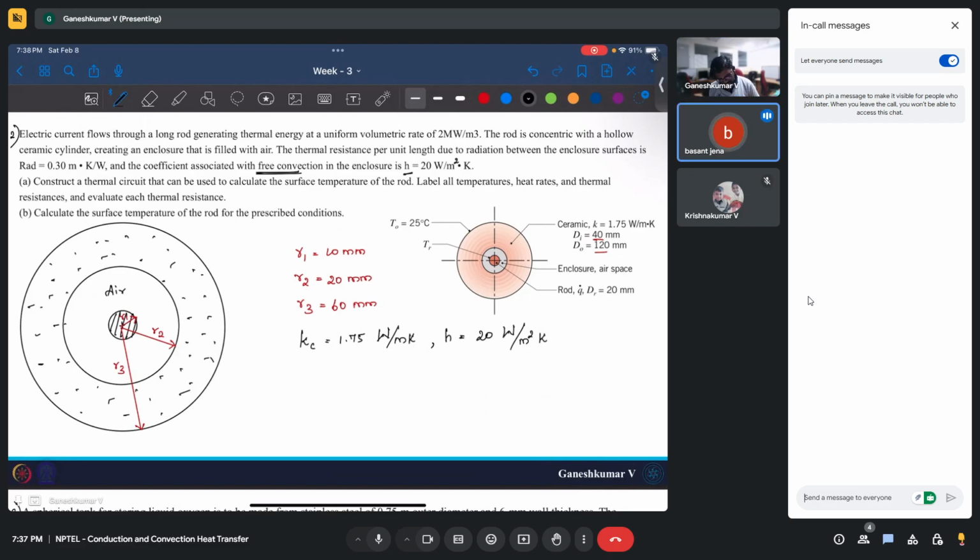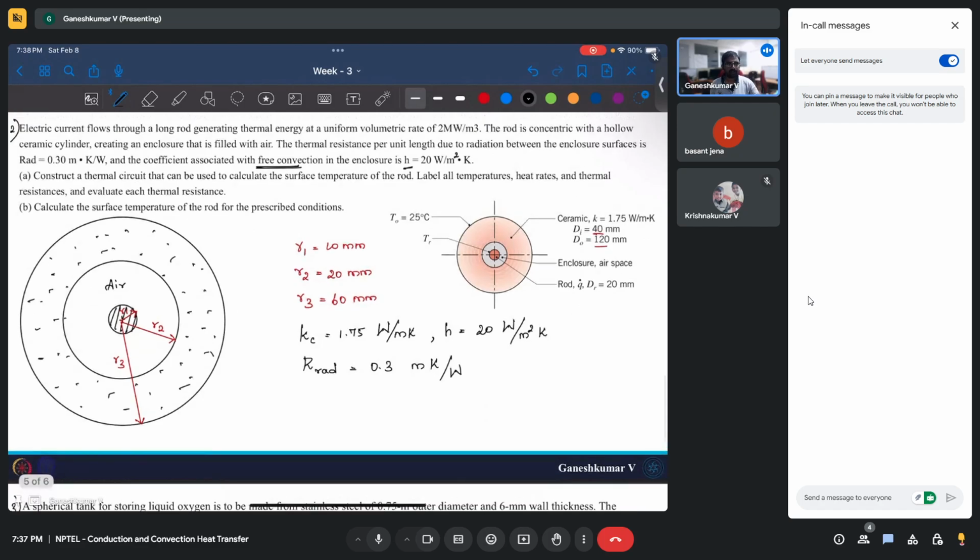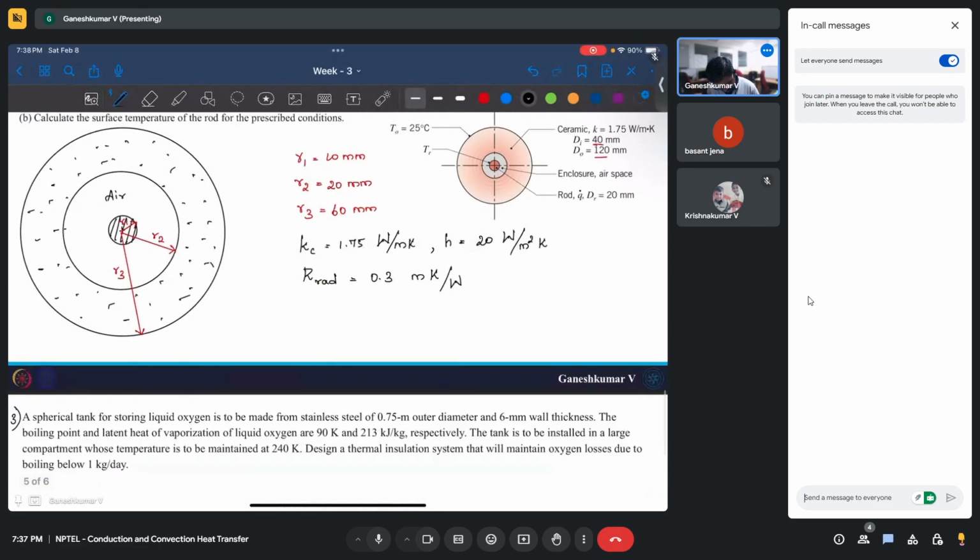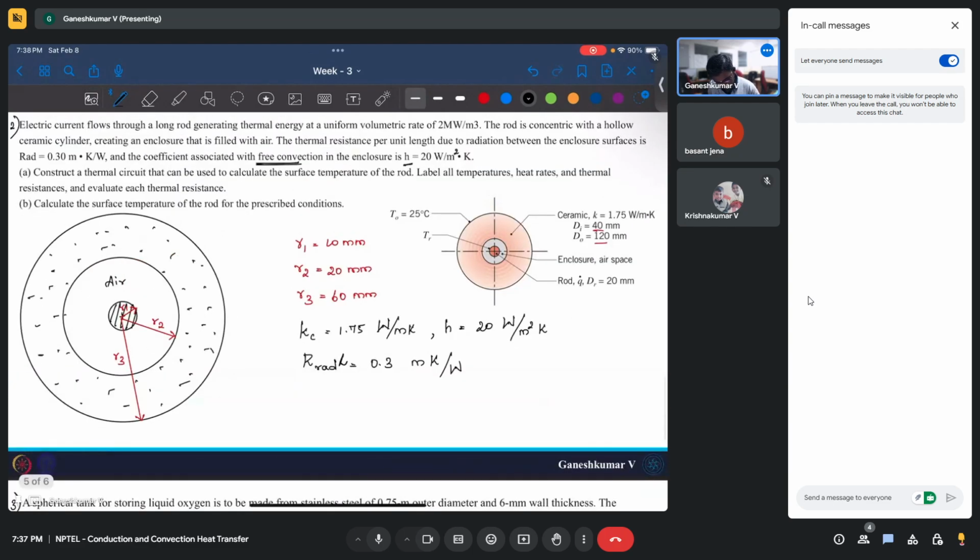In addition, you also have radiation resistance, which is 0.3 meter Kelvin per watt. Which means it's per unit length. That's what it means. R times L is what they have given. Probably you can write this as R times L, since they have given meter also. It's understood, you can write it as radiation.